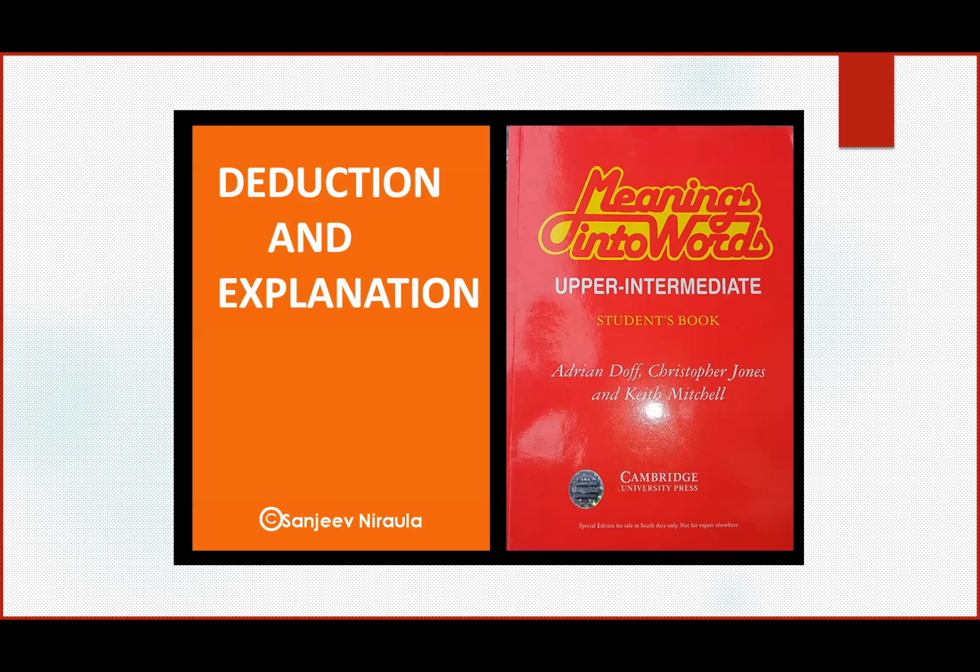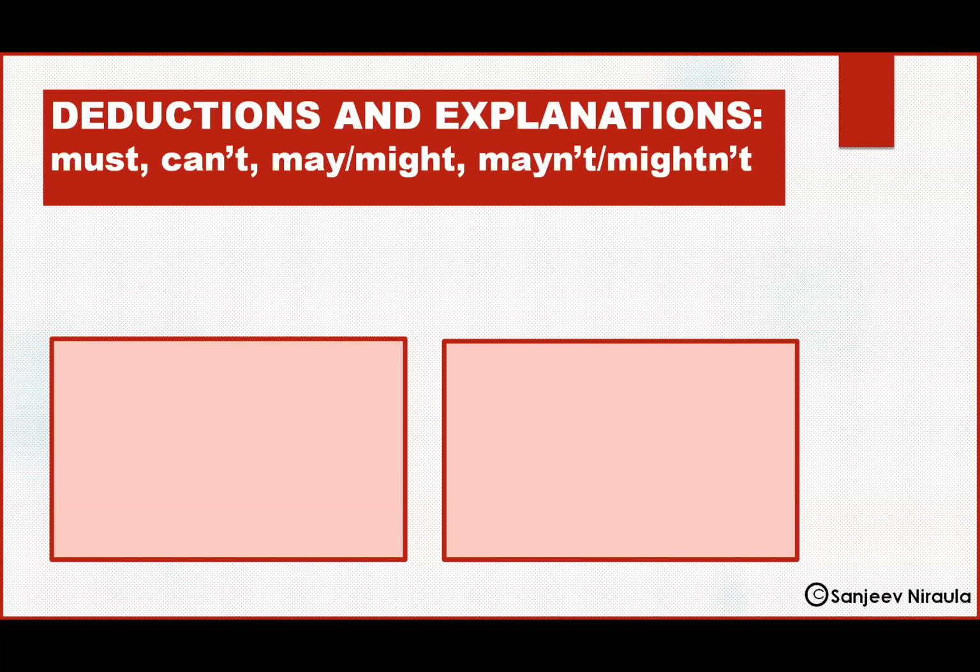In today's video, I'll explain the modal verbs to express deduction and explanation in the first session. And I will also deal with how to use if sentences for deduction in the second session. We use a variety of modal verbs like must, can't, may, might, may not, might not for explanation and deduction.